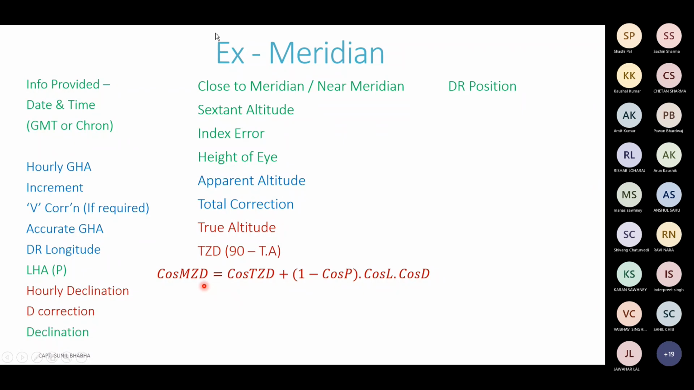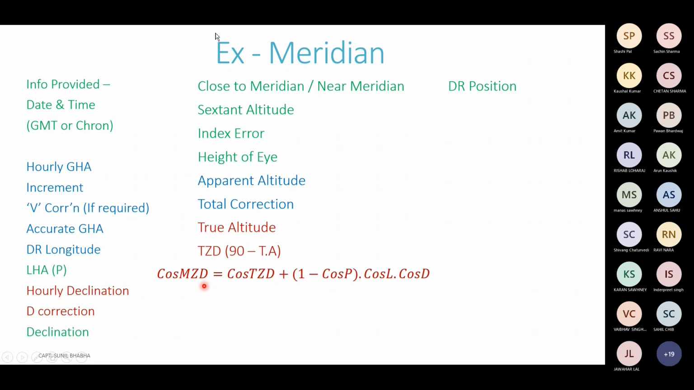Now meridian passage is an instant. So if you miss that instant, then the meridian passage sight is not possible. It happens only once in a day for the sun at the noon time. So if you miss that instant, the meridian passage sight cannot be obtained.